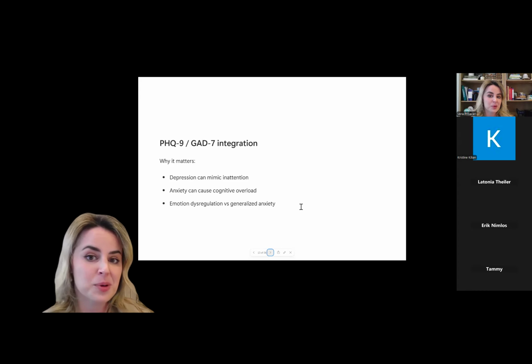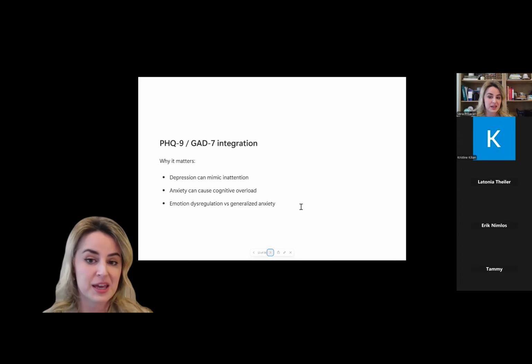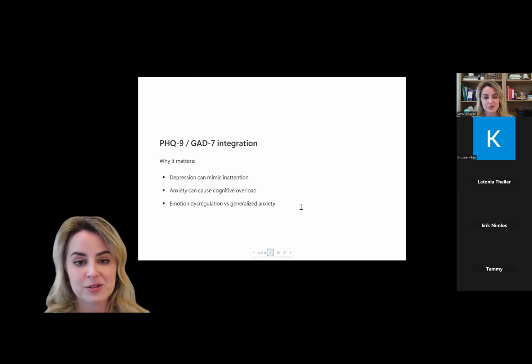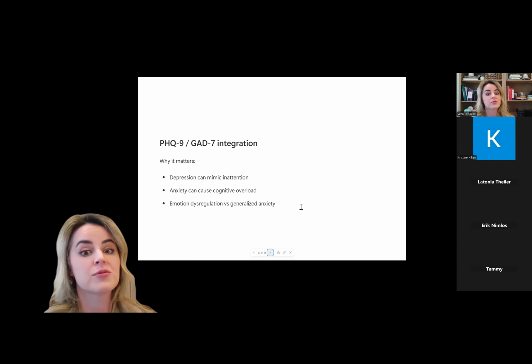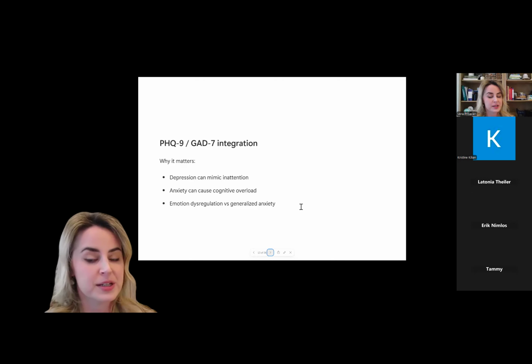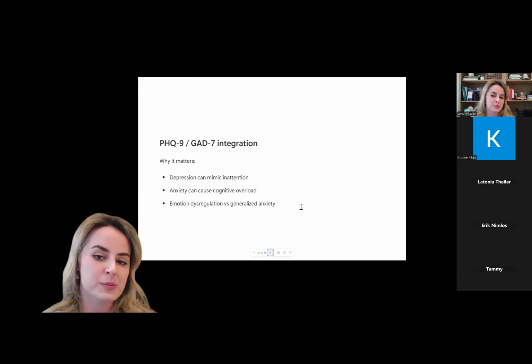So people can think it's inattention. They can think it's ADHD when really it may be an underlying episode of depression. Anxiety can cause cognitive overload, which can then lead to inattention. And emotional dysregulation can be hard to tease apart from generalized anxiety. Is this from ADHD or is this from anxiety? There's a big overlap there with symptoms. So if we're being thorough and consistent, providing measurement-based care, we really need to include these measures as well.